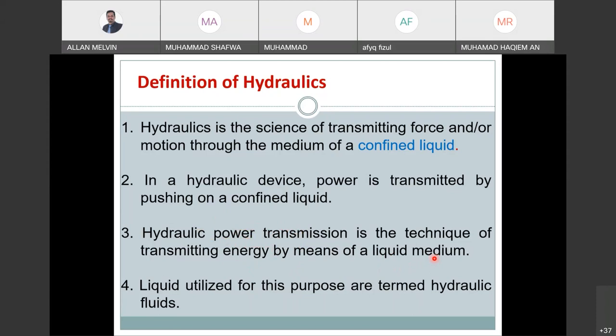So we are not using gas or compressed air, we are using a liquid. The liquid utilized for this purpose is termed hydraulic fluid. Apa-apa liquid yang digunakan dalam hydraulic system, kita panggil sebagai hydraulic fluid. Fluid kita tahu terdiri daripada dua: one is air, another is liquid. Air for pneumatic, liquid for hydraulic. That one you need to be clear.